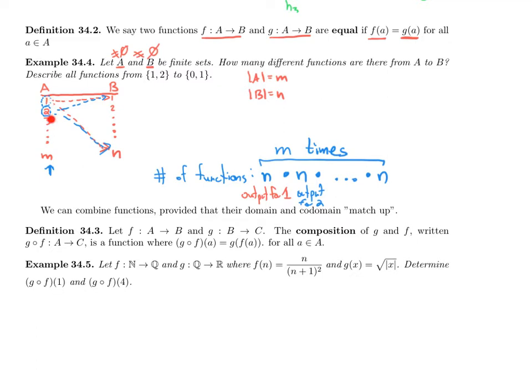So for each of these M numbers, we have N choices for where they map to. So this is going to be N multiplied by itself M times, which is N to the power of M. Or if you like, in terms of set notation, it's the cardinality of B to the cardinality of A. All right.